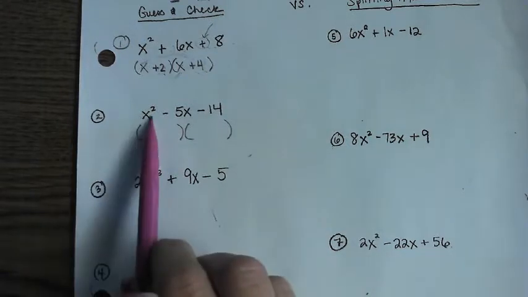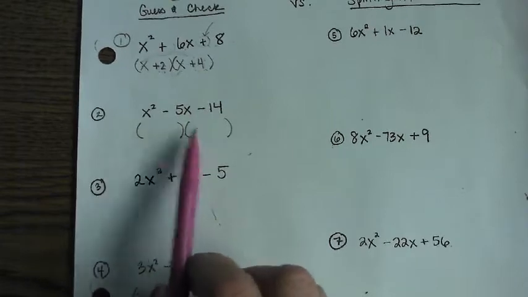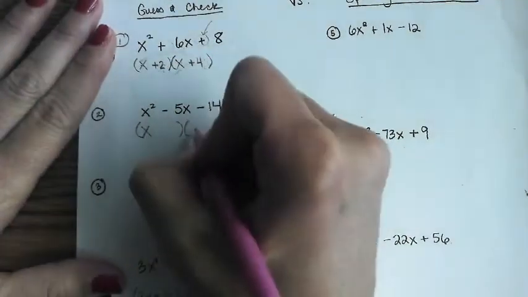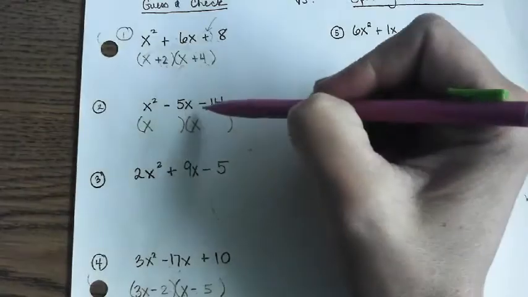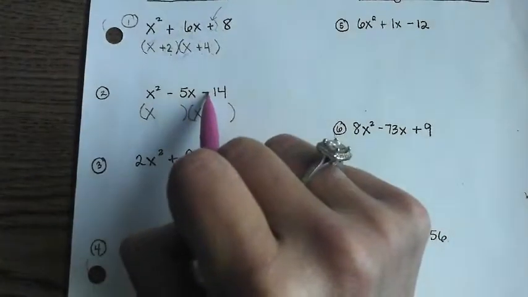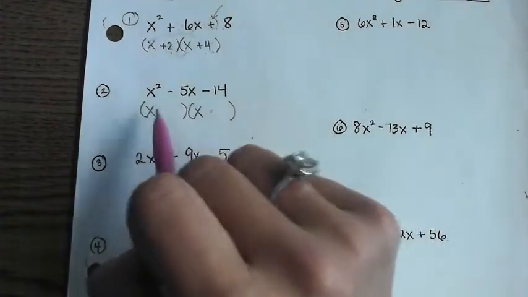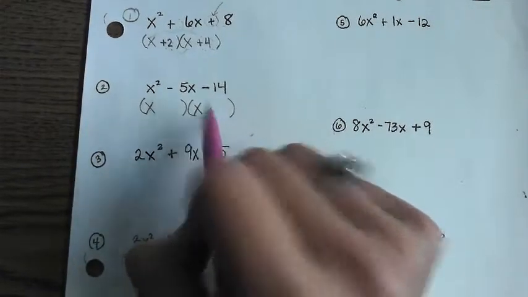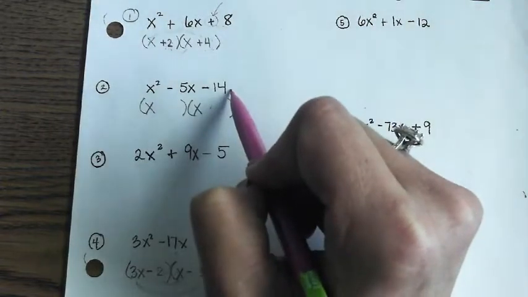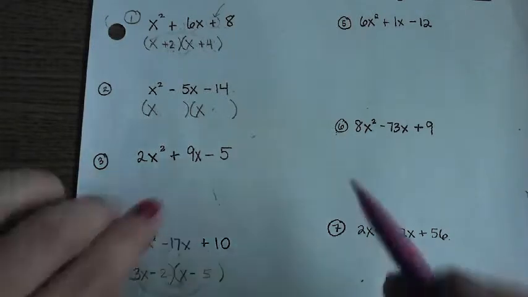And luckily here our first term is x squared. So Aiden, what's our only option for the first two terms? X and x. Now, because it's negative, the two signs have to be different. But I don't know if it's minus plus or plus minus. I'm going to have to play around with that. And then I'm going to have to play around with 14 because I don't know if it's 1 and 14 or 2 and 7. So think of all the combinations there. I'm going to write down all the combinations.